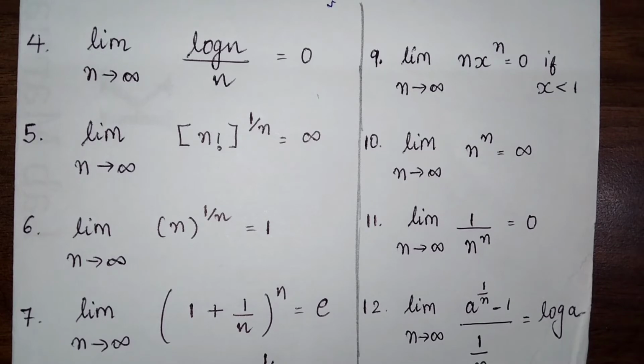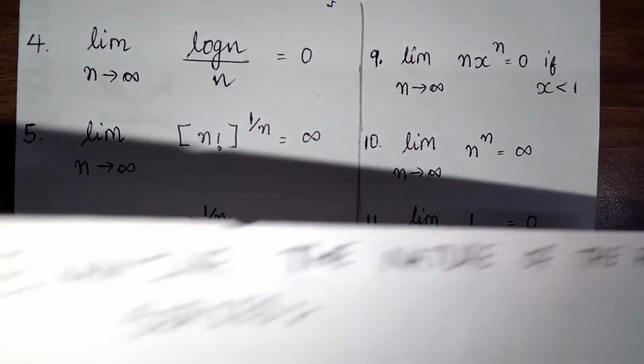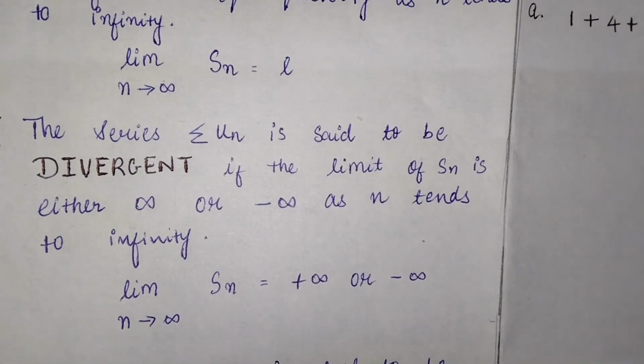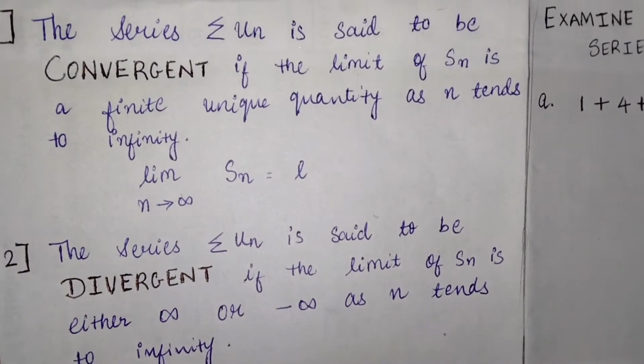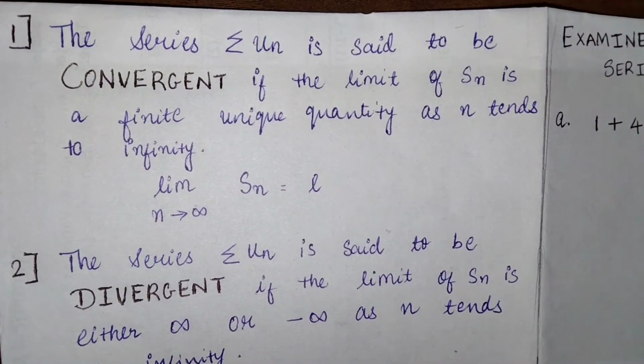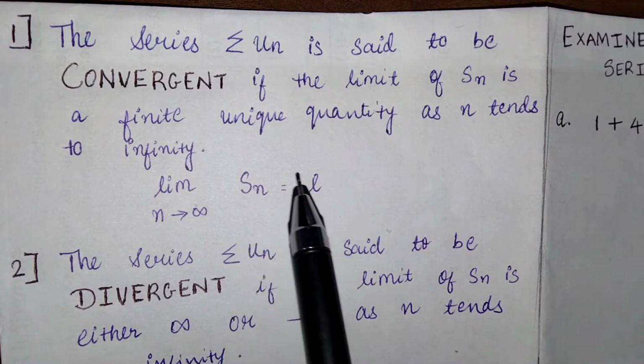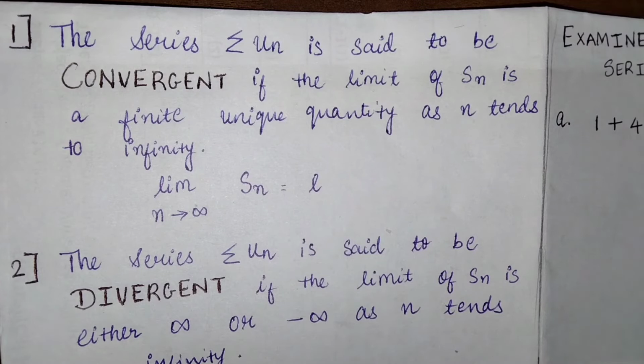Okay? So now again we continue with the series. What is the meaning of convergent series and divergent series? Now, as we saw in the sequence, if we put limit n tends to infinity and we get a finite and unique value, then it is convergent. And if we get infinity or minus infinity, then it is divergent.